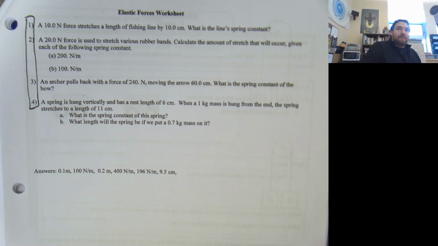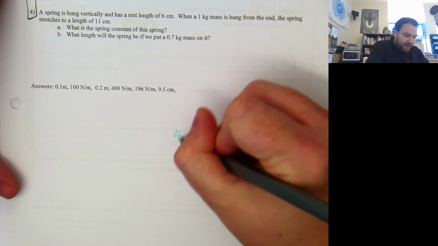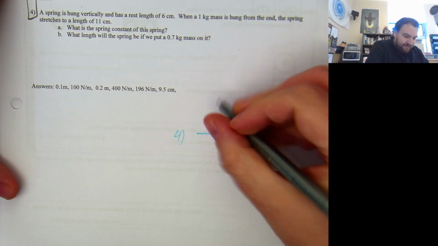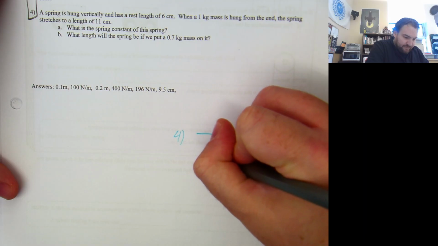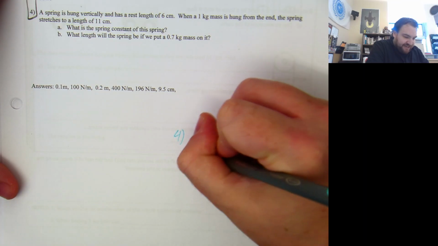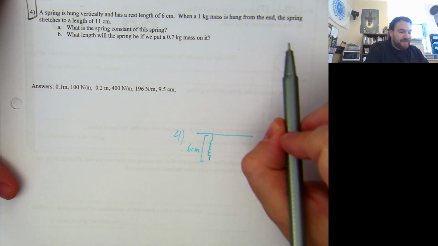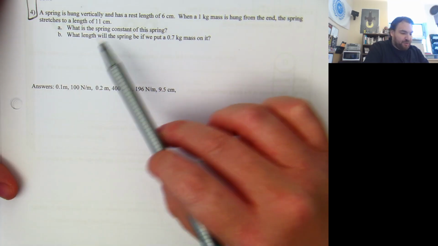Okay, cool. Number 4, a spring is hung vertically and has a rest length of 6 centimeters. So I'm going to go down here and I'm going to draw out 4. Here's what's happening. We have it hanging, and we are told that the rest length from here to here is 6 centimeters. When a 1 kilogram mass is hung from the end, the spring stretches to a length of 11 centimeters.